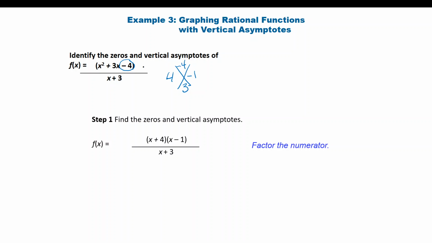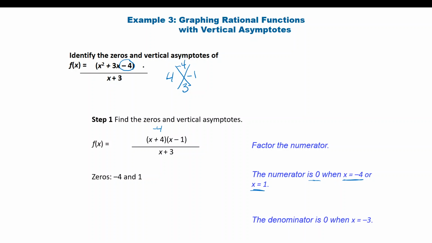So once we have factored the numerator, the next thing we look at is that the numerator is 0 when x equals negative 4. Okay, so if that was negative 4, it would equal 0, or when x equals 1. All right, so our zeros are at negative 4 and 1. Now, the next thing we want to look at is our denominator. The denominator is 0 when x equals negative 3. Okay, so we have a vertical asymptote at x equals negative 3.